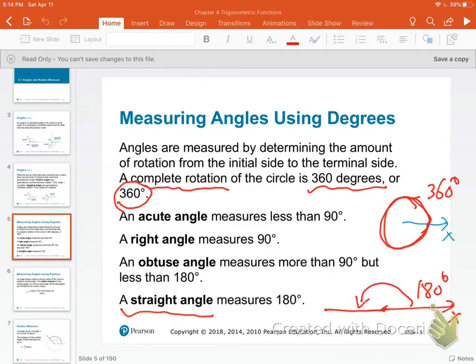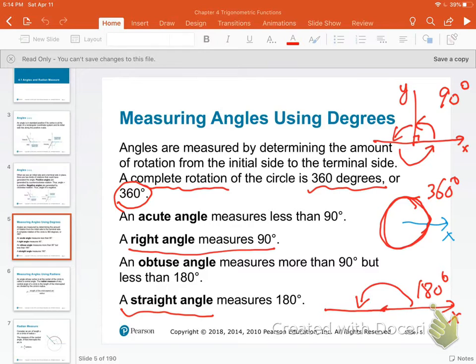Let's first understand what a right angle is. A right angle is the rotation from the positive x-axis to the positive y-axis. So it's a quarter of the whole circle, of the whole rotation. A quarter of 360, so it's 90. If you rotate again, you get 180. When you go back to the x-axis, you get 360. So this is 90, 180, and 360.